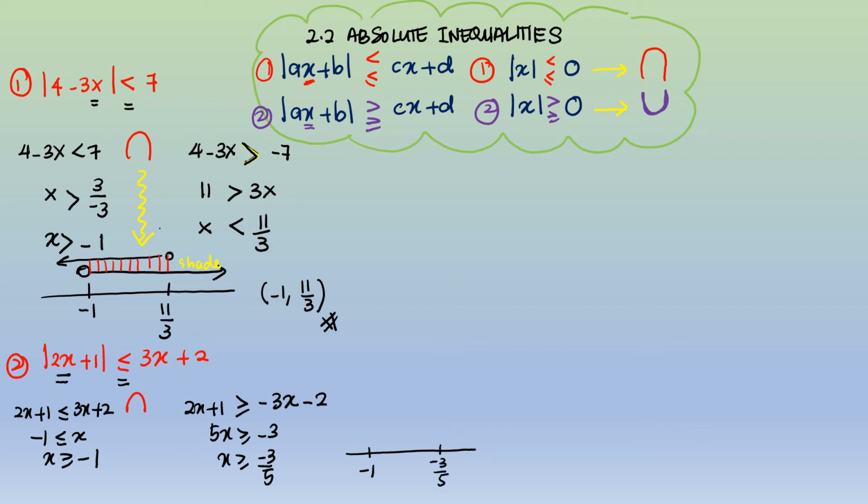Okay, you have x greater than or equal to negative 1, which means a filled circle to the right. x greater than or equal to negative 3 over 5, greater means to the right. Alright, so here you have an intersection. Where does your solution intersect? Your intersection will be in this area. So your final answer is square bracket negative 3 over 5 to infinity.